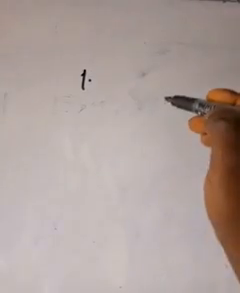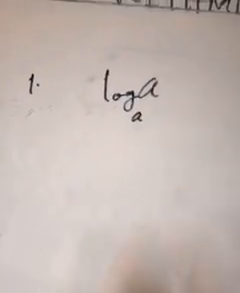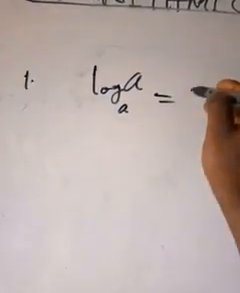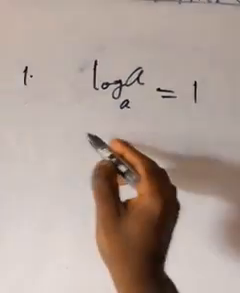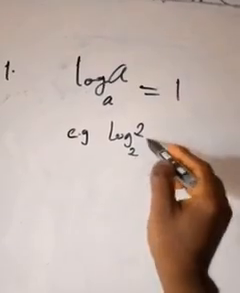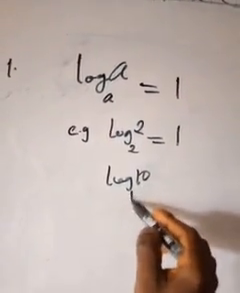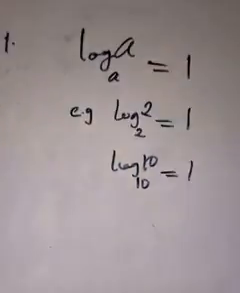The first one is logarithm of a number with the same base. Logarithm of a number with the same base is going to give us 1. For example, if we have log 2 base 2, it is 1. Log 10 base 10, it is 1.